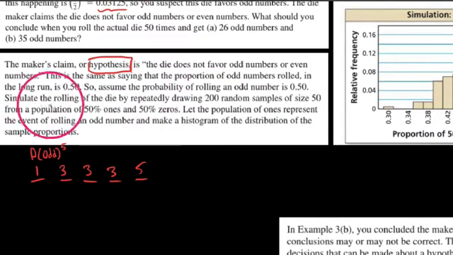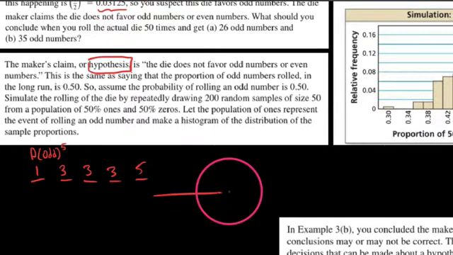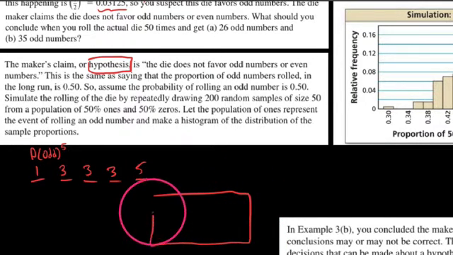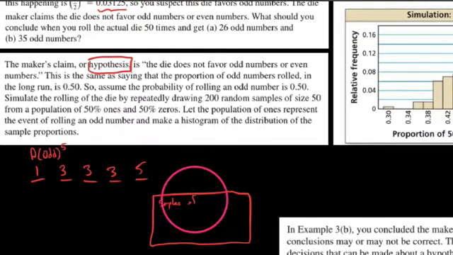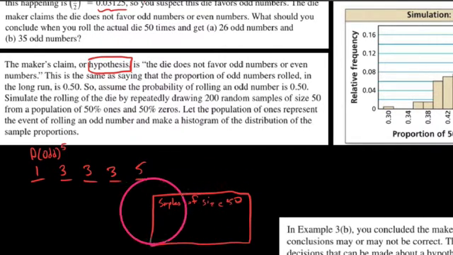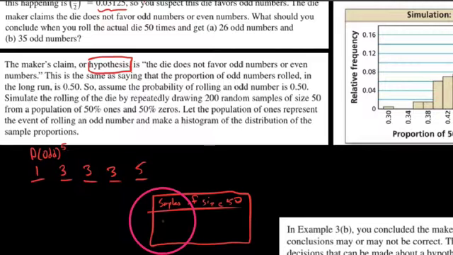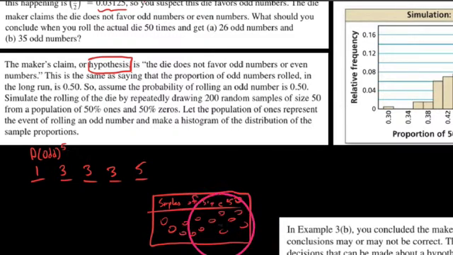What we're going to do is simulate the rolling of the die by repeatedly drawing 200 random samples of size 50 from the population. This sounds crazy, but what I would be telling you to do here is this. In the entire population, which consists of all samples of size 50, every single one ever, we're grabbing out of here like 50 of these. So what we're going to be able to see is the proportion of the entire 50 rolls that was even or odd.